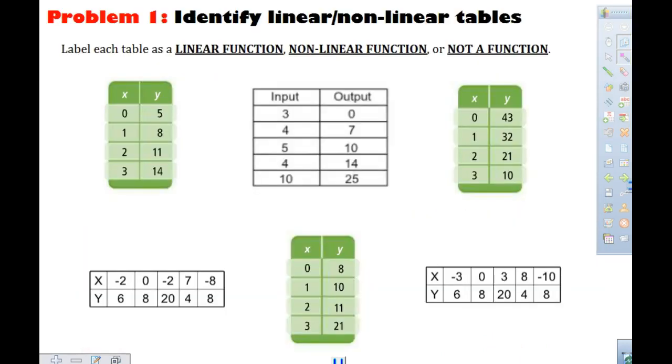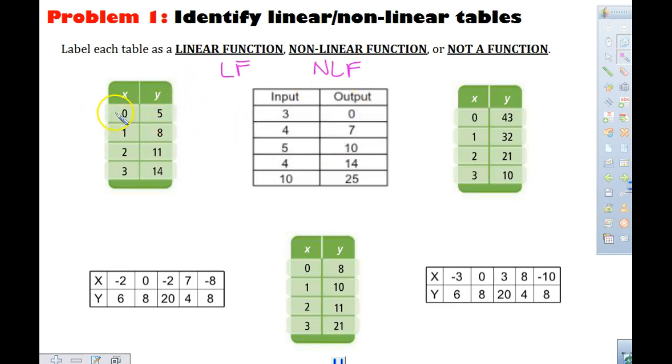So this next page, we want to be looking at tables, and we're trying to decide if they are linear. Okay? So a linear function or not a linear function. When you write below them, if you want to write linear or nonlinear, you can write that out. And what we are looking for is constant addition or subtraction.